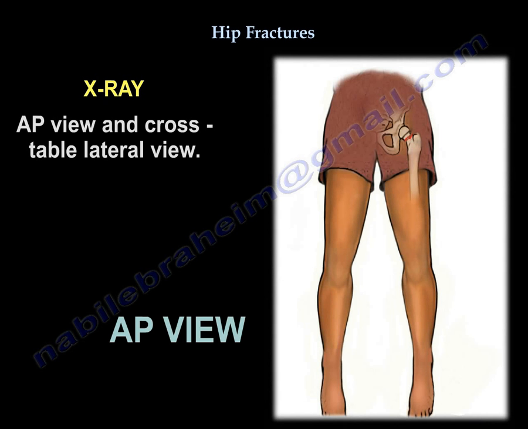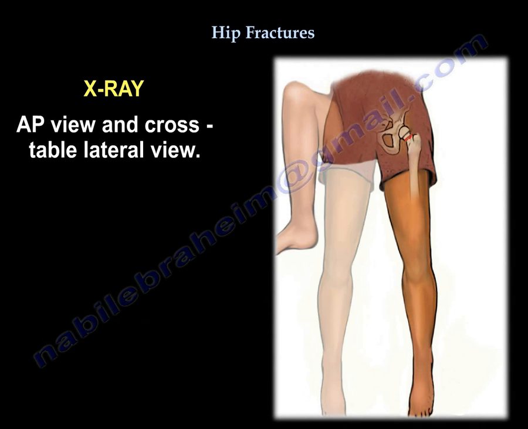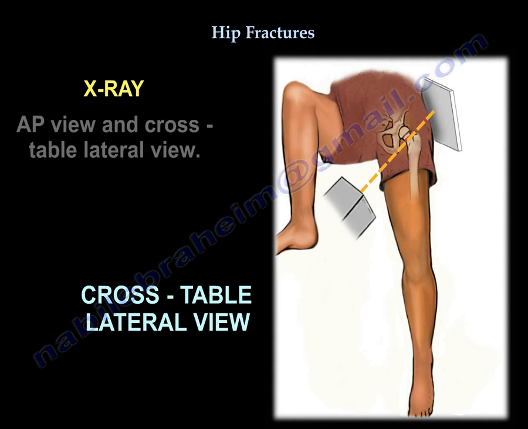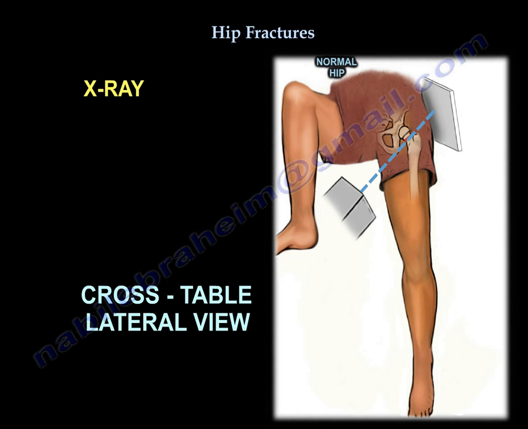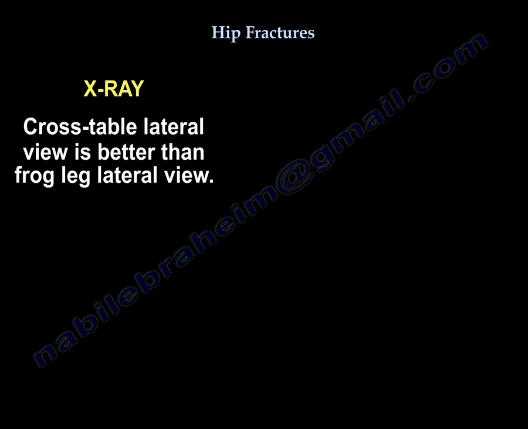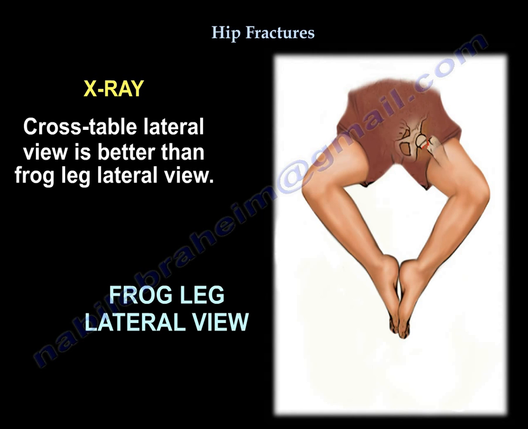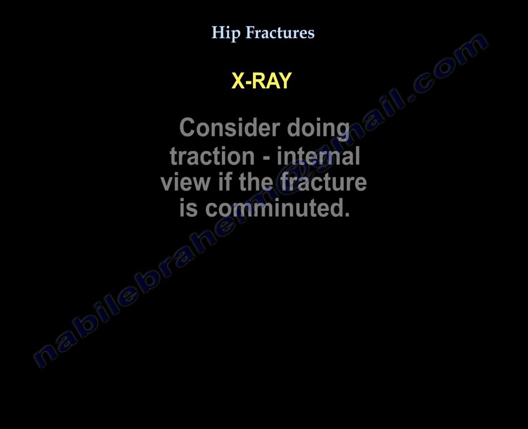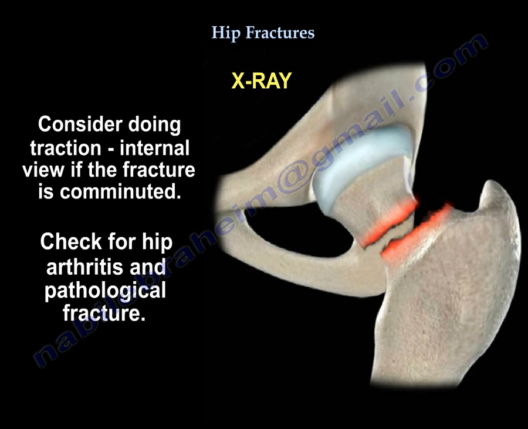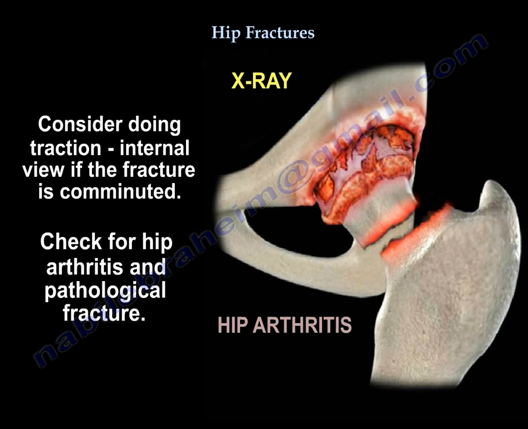X-rays. You will get an AP view and a cross-table lateral view. In cross-table lateral, you move the uninjured hip away, so the one that you move is the normal hip. It is better than frog leg lateral. You may consider a traction internal rotation view if the fracture is comminuted. You may also look for hip arthritis or pathological fracture.